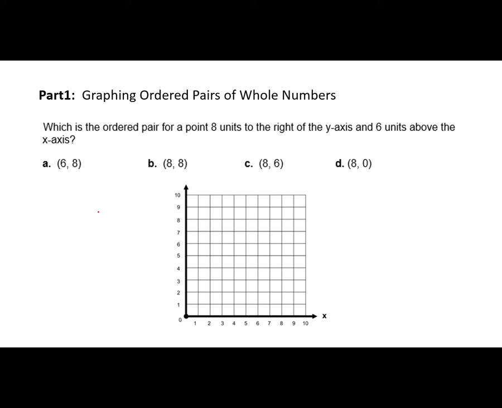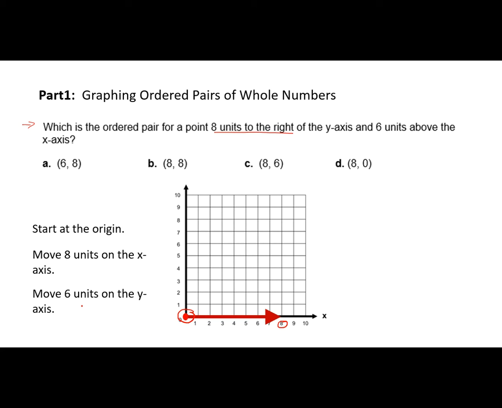Now, on this problem right here, it asks us which of these ordered pairs, 6, 8, 8, 8, 8, 6, or 8, 0, would follow this direction. Which ordered pair is a point 8 units right on the x-axis? Which means we're going to start at the origin and travel 8 units on the x-axis. Here we've traveled 8 on the x-axis.